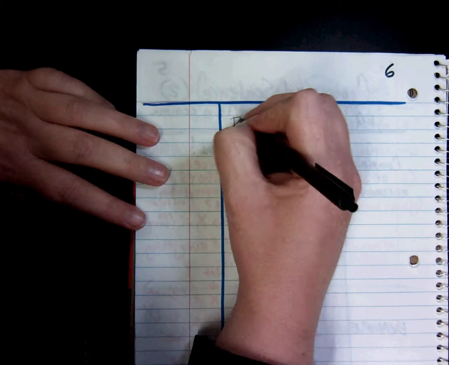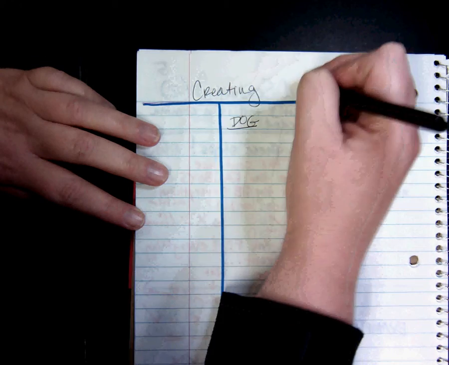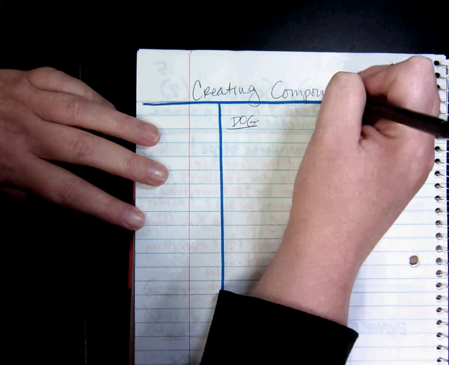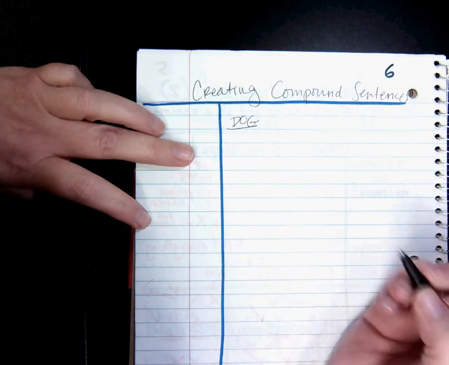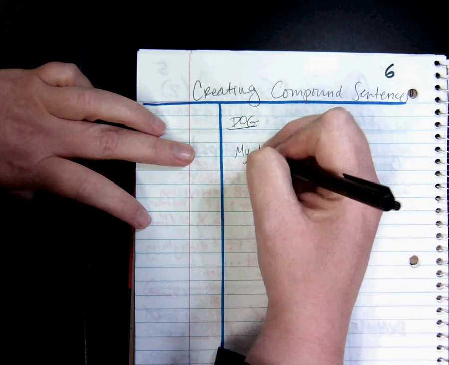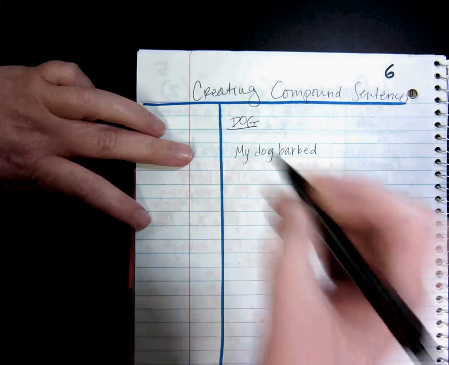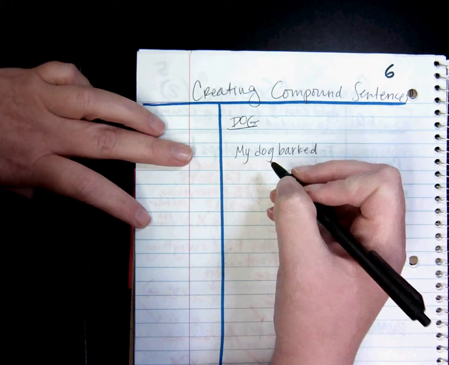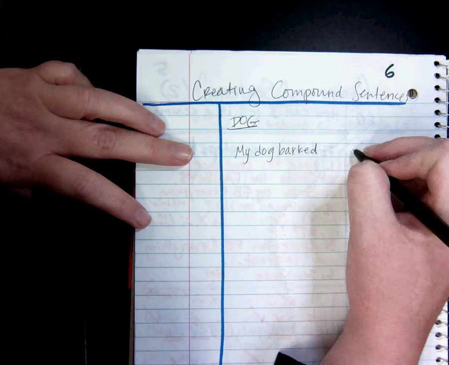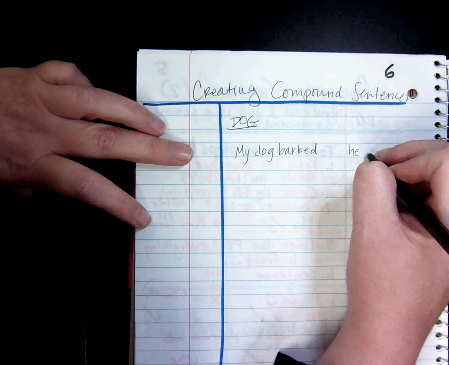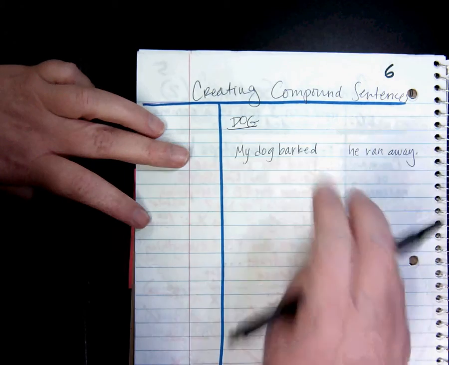So let's say I want to write a sentence about my dog. Now we're talking about creating compound sentences in video 3. I'm going to start with just a simple sentence. My dog barked. And then another sentence that would go along with that, like, he ran away. Okay, these are two simple sentences.